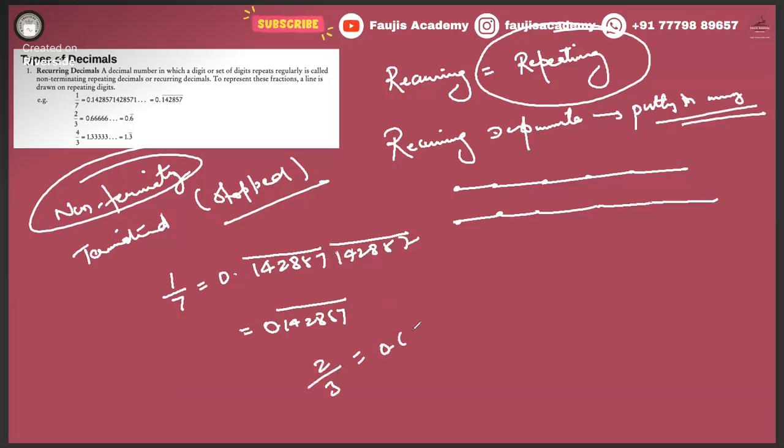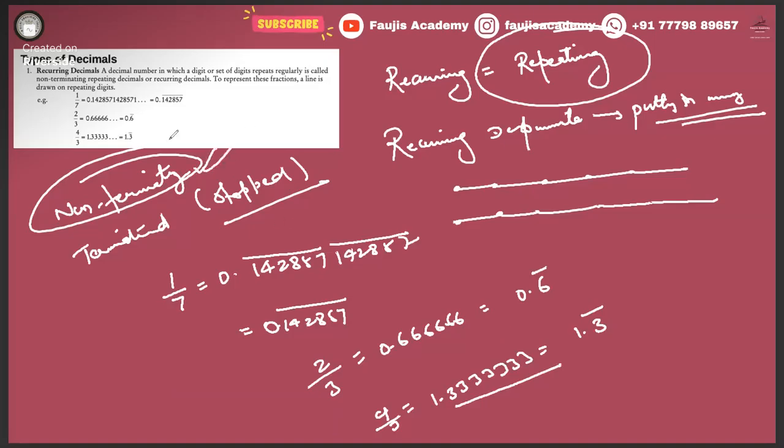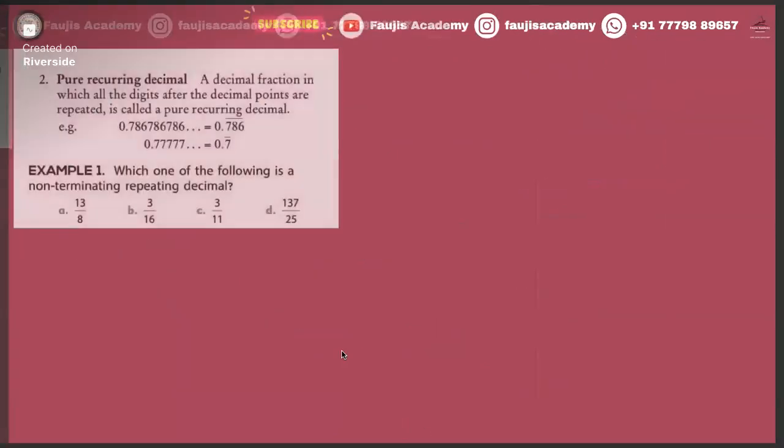2 by 3 they have given as 0.666666, also written as 0.6 bar, which means 6 is repeating. 1.3 can also be written as 1.33333 and so on, that means 1.3 bar. Which means this 3 is repeating and it is non-terminating. Non-terminating means it's not stopping, it's just repeating. I hope this is clear.